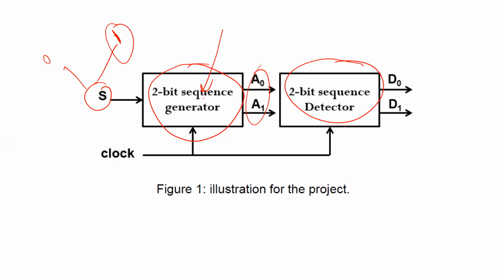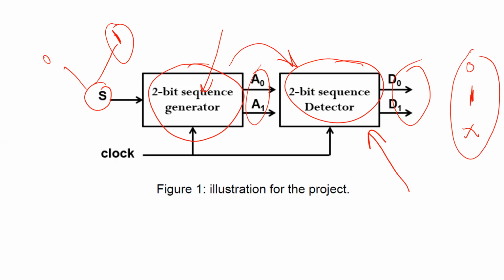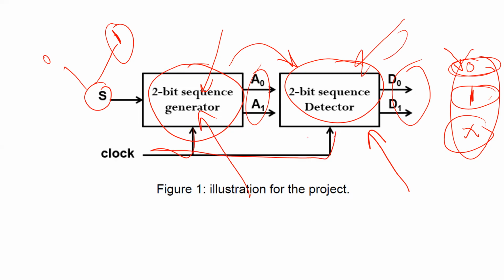Then for the detector, it should receive the sequence resulting from the first part. You have to input it to the sequence generator, and then the output should tell you if this is sequence number 0, sequence number 1, or it's undetected yet. I didn't detect anything yet. So there should be 3 options. Either you detect sequence 0, or sequence 1, or nothing is detected. I'm going to come to this part later, and I'm going to make a video for this one. So let's focus only on the first part here. You can see both of them should be connected to the same clock.